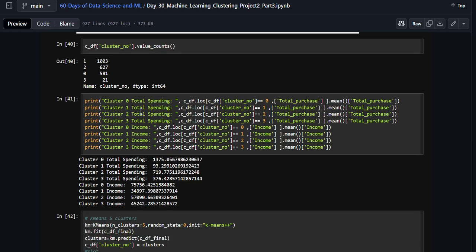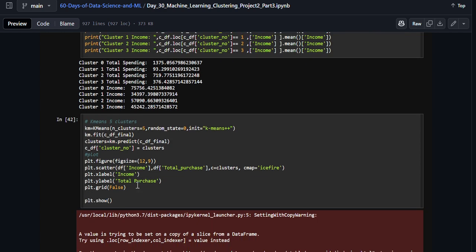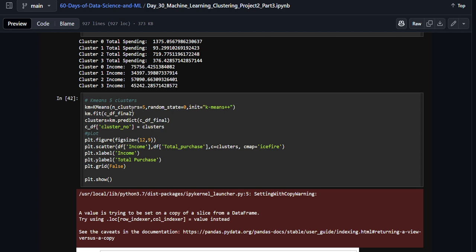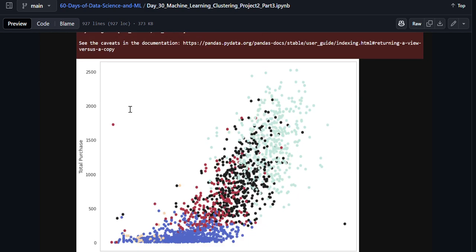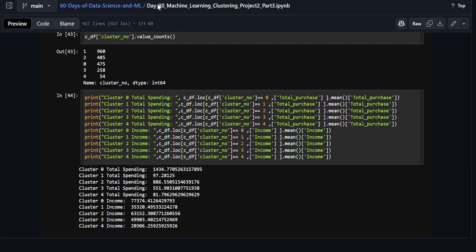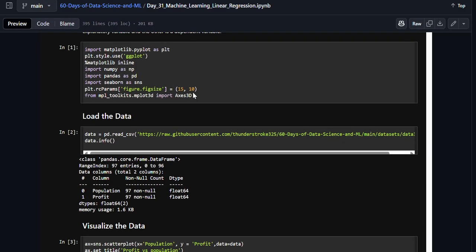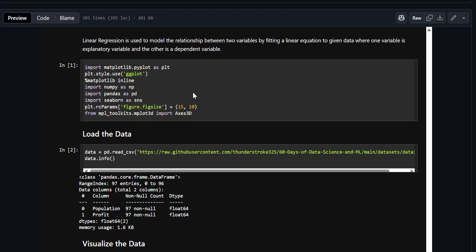And it's telling us the total amount of spending or purchasing for each of the clusters and their income. This one's doing 5 clusters and making a prediction on it. Again, it's giving us the values from 0 to 4, so there's 5, and that's kind of what we have for clustering. Linear regression is the next thing we're going to be talking about. It's used to model the relationship between 2 variables by fitting a linear equation to given data, where one variable is the explanatory variable and the other is the dependent variable.